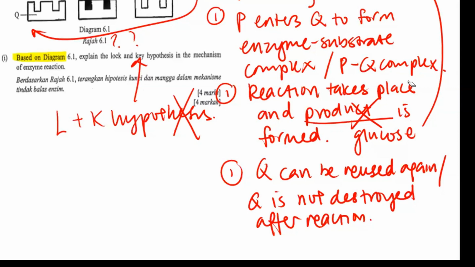For revision, what are P and Q? To form glucose, definitely this is maltose. This is maltase. If you want, you can state. Sometimes you can get marked.